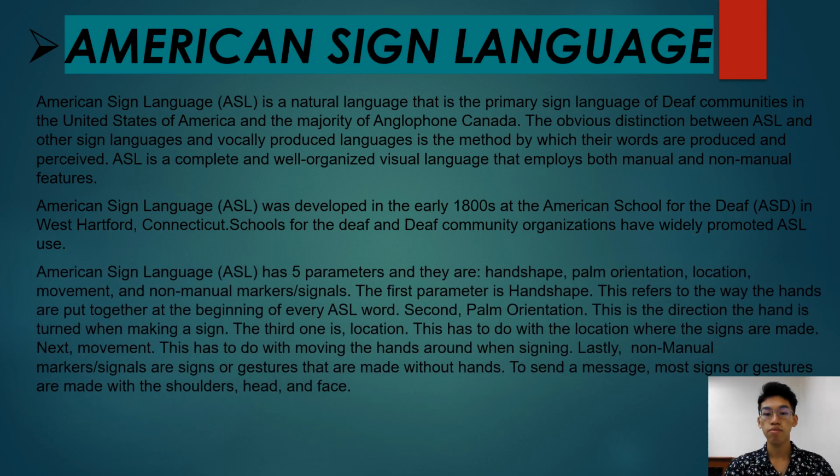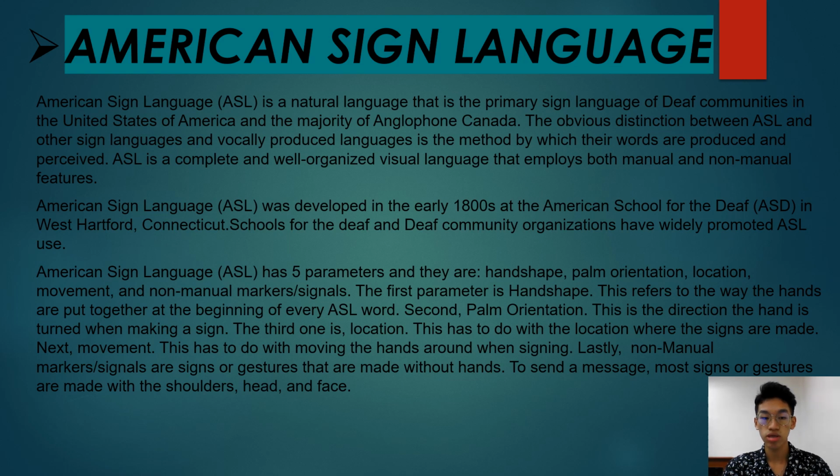American Sign Language has 5 parameters, and they are hand shape, palm orientation, location, movement, and non-manual markers or signals. So the first parameter is the hand shape. This refers to the way that the hands are put together at the beginning of every ASL word. Secondly is the palm orientation. This is the direction the hand is turned when making a sign. The third one is the location. This has to do with the location where the signs are made.